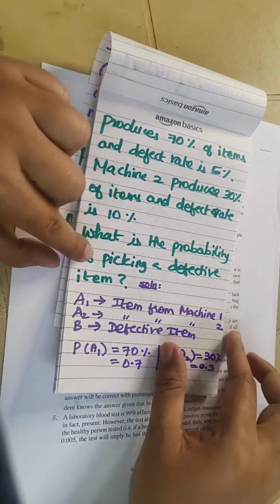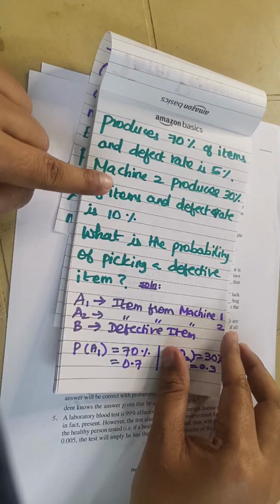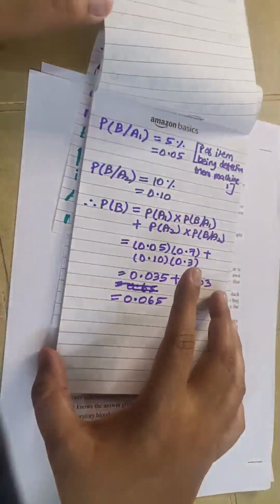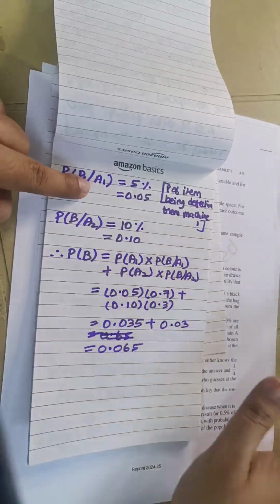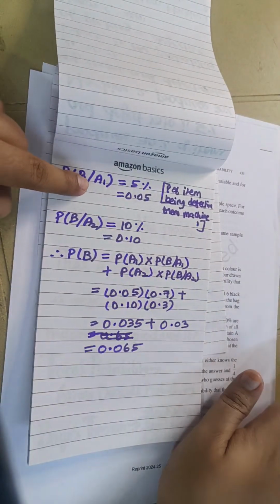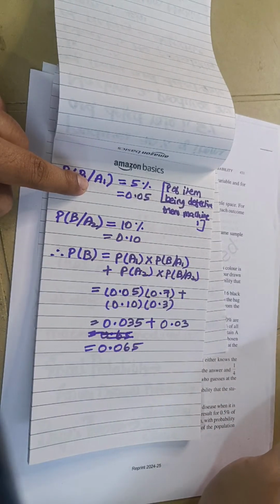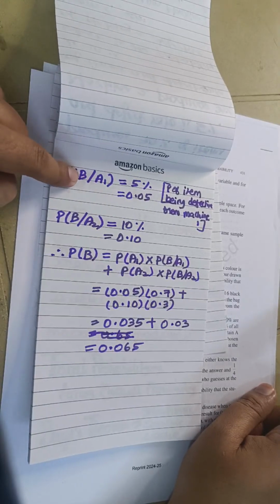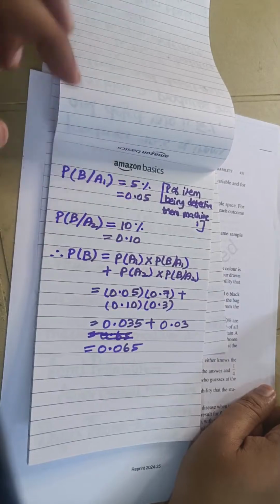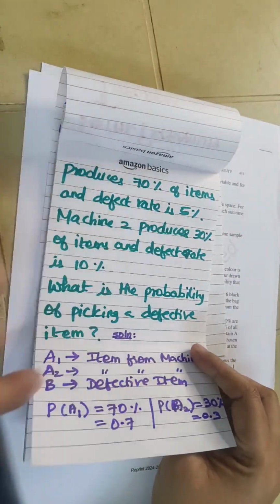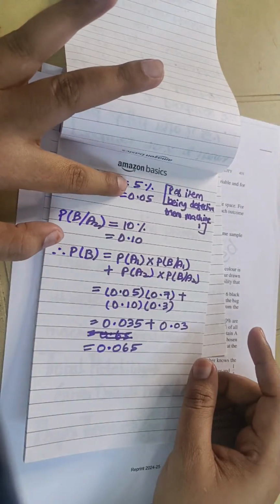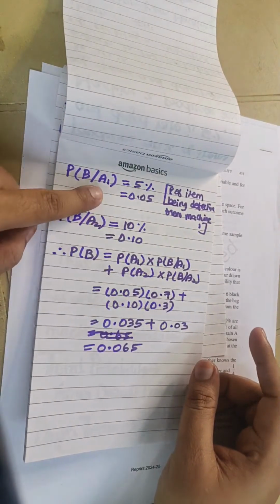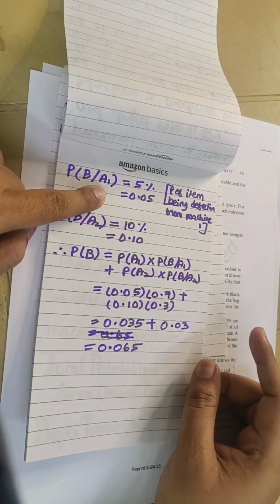Now, the defective item from machine 1. How will we know? Already machine 1 I know. I need to find, given that the already occurred event is machine 1, what is the probability of a defective item? That will be given in the question: 5%, so 5 by 100. So, the probability of an item being defective from machine 1. This is what we have learnt in the previous exercise.